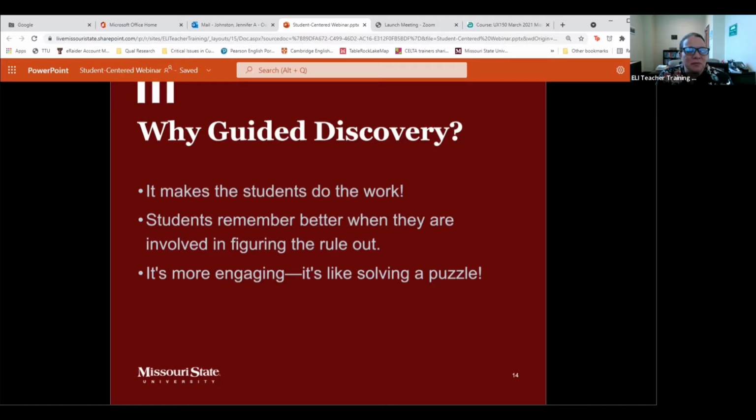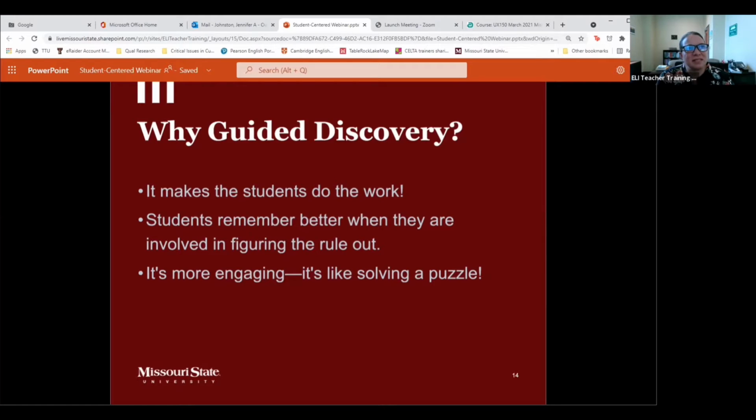You can probably remember back to classes you've had where the teacher has just told you rules. You don't remember as well. But if you were involved in figuring the pattern out, then you actually remember that rule better. And finally, it's more engaging. It's like solving a puzzle.